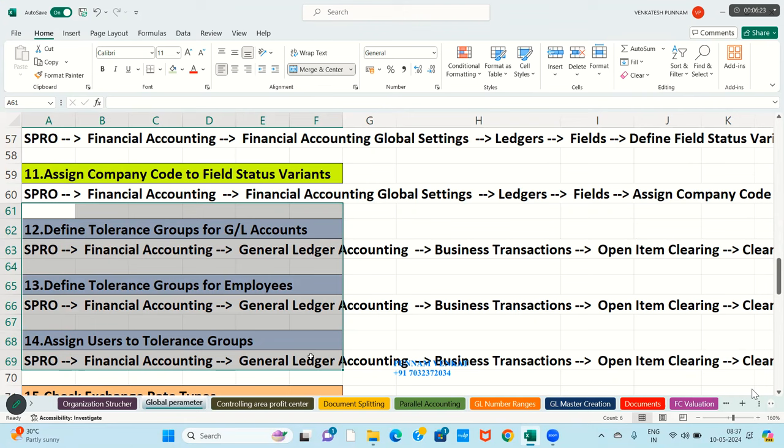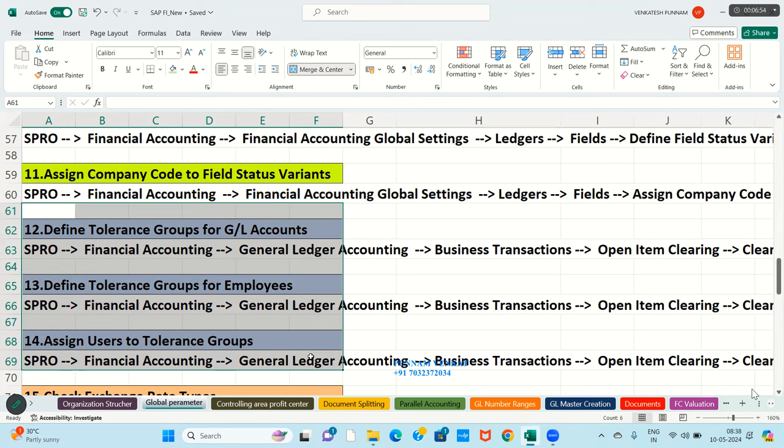Sir, it is used to control the fields, that is the debit and the credit fields of the document entry posting. Every field will have four options. Basically, we don't call it debit and credit; debit and credit are controlled by the posting keys.